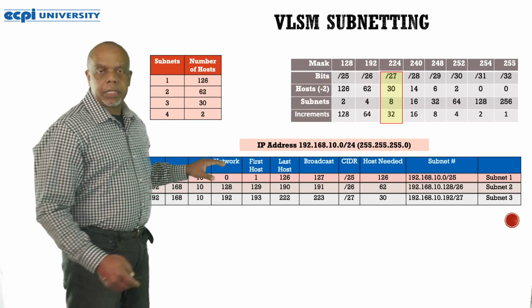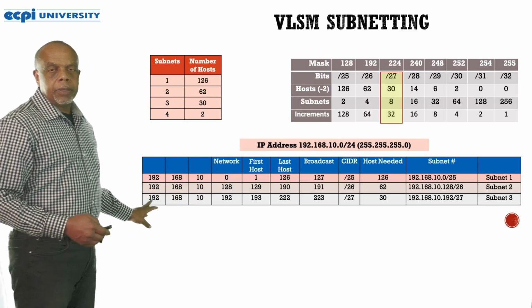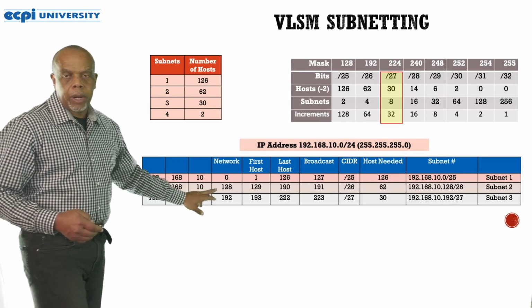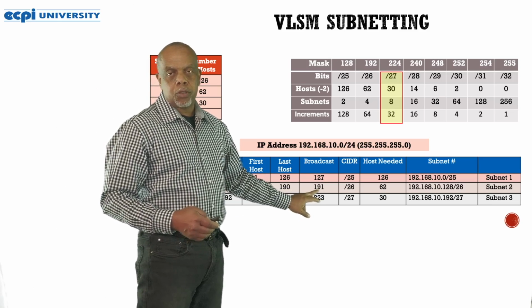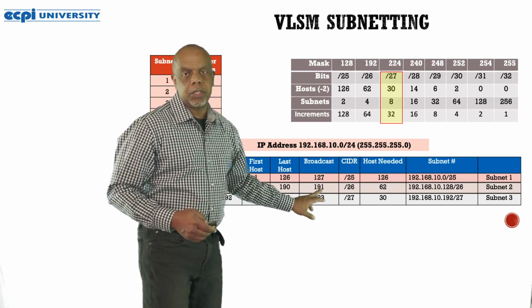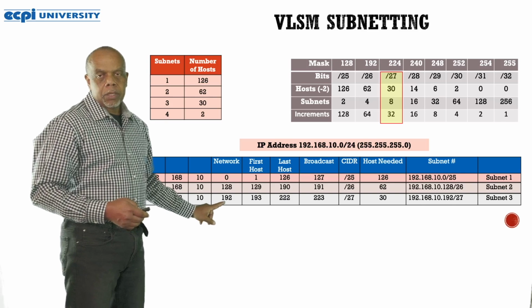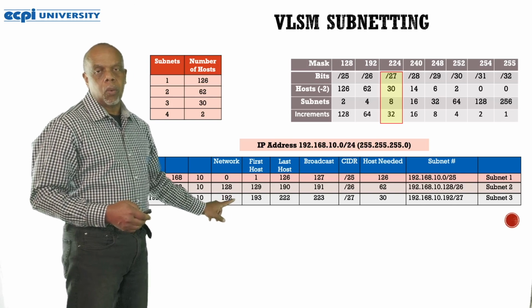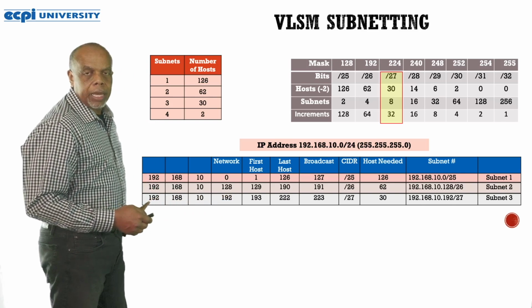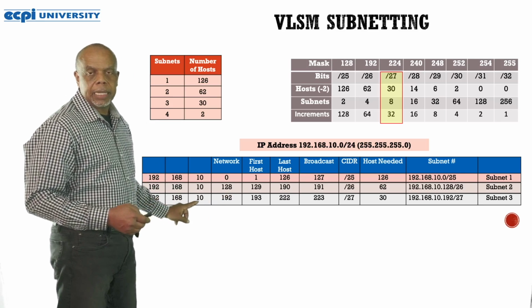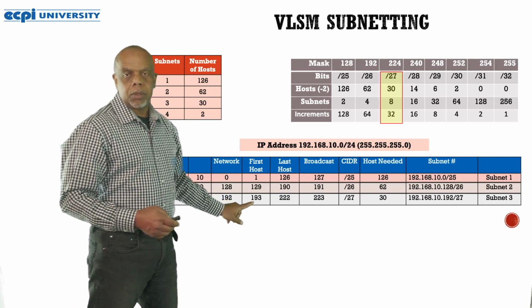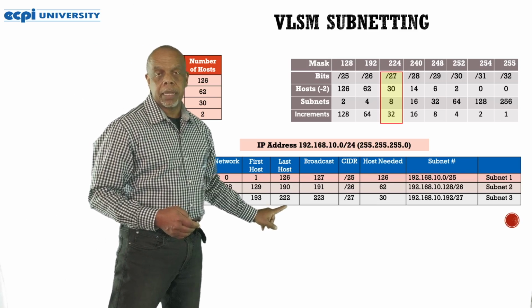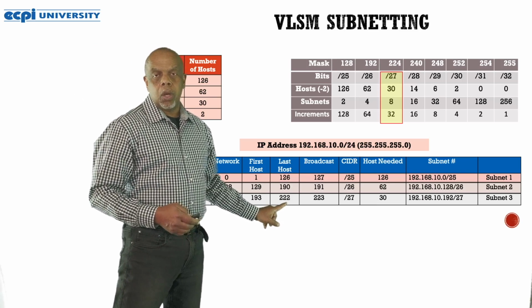Let's see how we get that third. Same thing, but I have to start from where now? Remember my broadcast from my last subnet was 191. So now I have to start at 192. So now 192.168.10.192, first assignable is going to be 193. The last assignable is going to be 222.